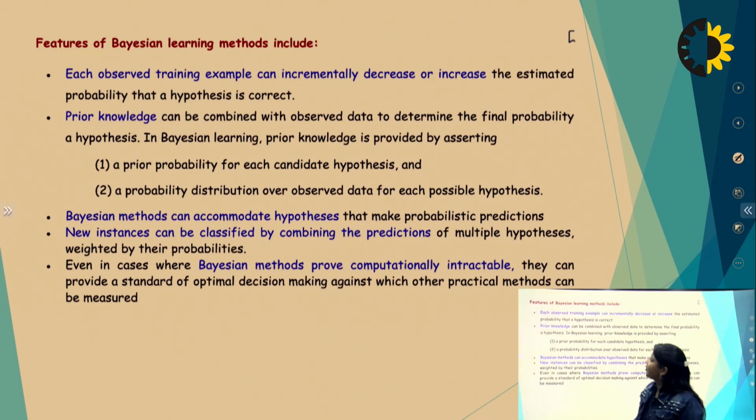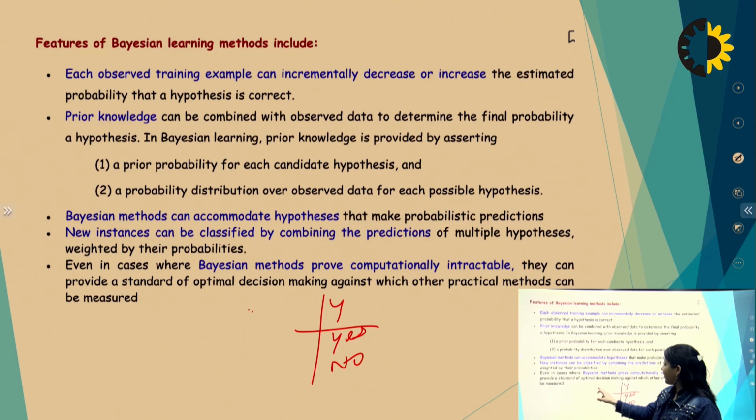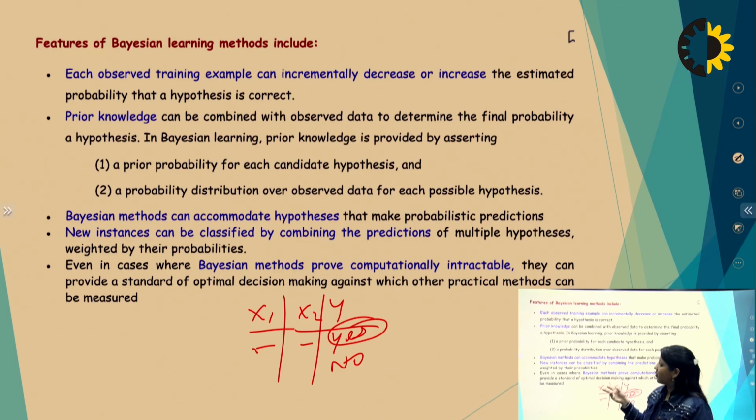What are the features of the Bayesian learning method? We observe the training examples, as I already told, and we calculate the probability that each and every feature occurs, or is consistent with the possible class. If we have two classes in the y label, yes or no, we have to check whether the values of features x1 and x2 belong to the yes class or the no class. So we will calculate the probability of each feature with respect to the label.